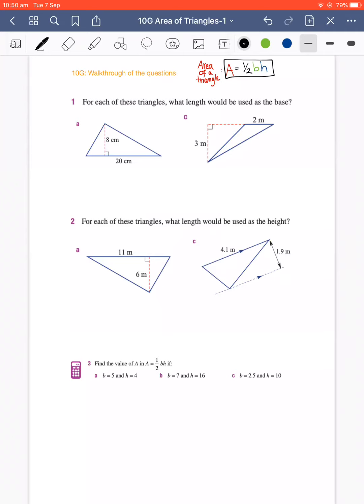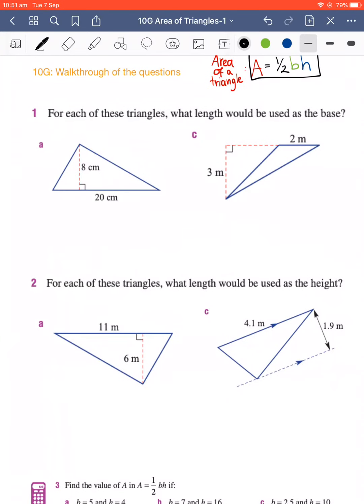So, question 1, we are after finding which one is our base. So with these, if we're after our base, we're after the one which is going to be perpendicular to our height. Okay, so we're after this particular one here.